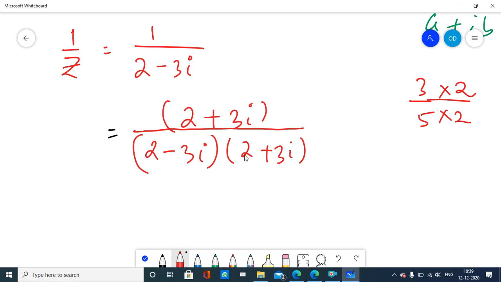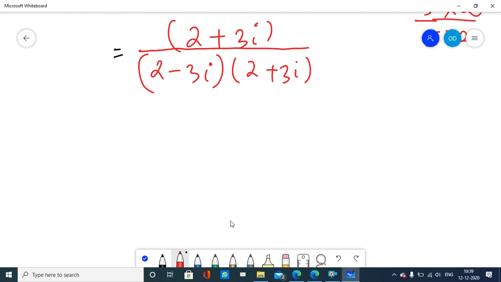Here also the same thing. If you are multiplying something on the denominator, you have to multiply the same thing on the numerator as well. So 2 plus 3i, 2 plus 3i. Always you have to do this: you multiply the conjugate of the denominator on the top and on the bottom. Now the numerator is 2 plus 3i.